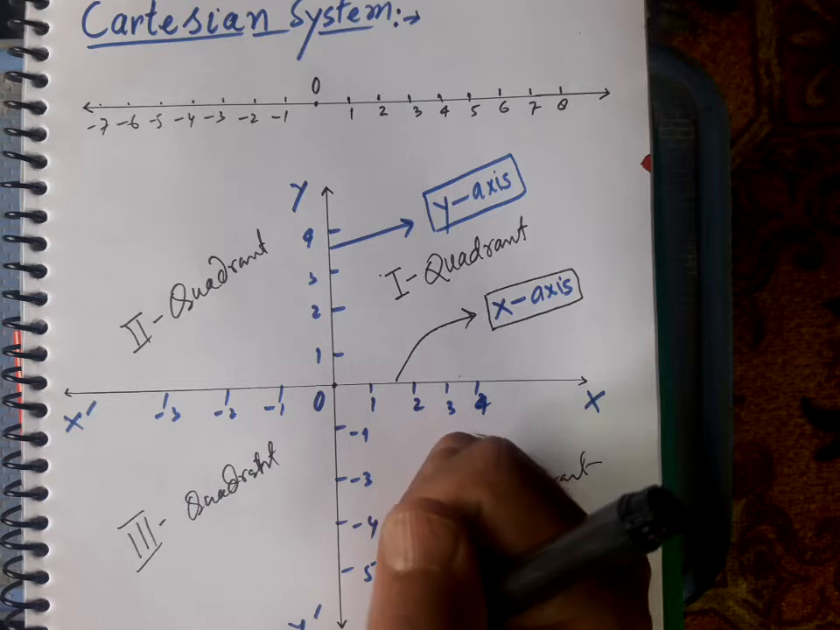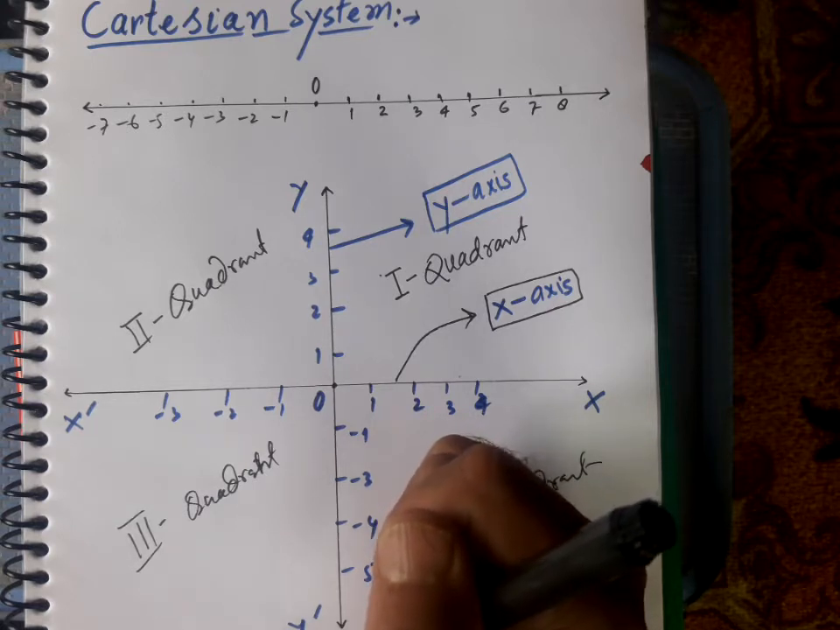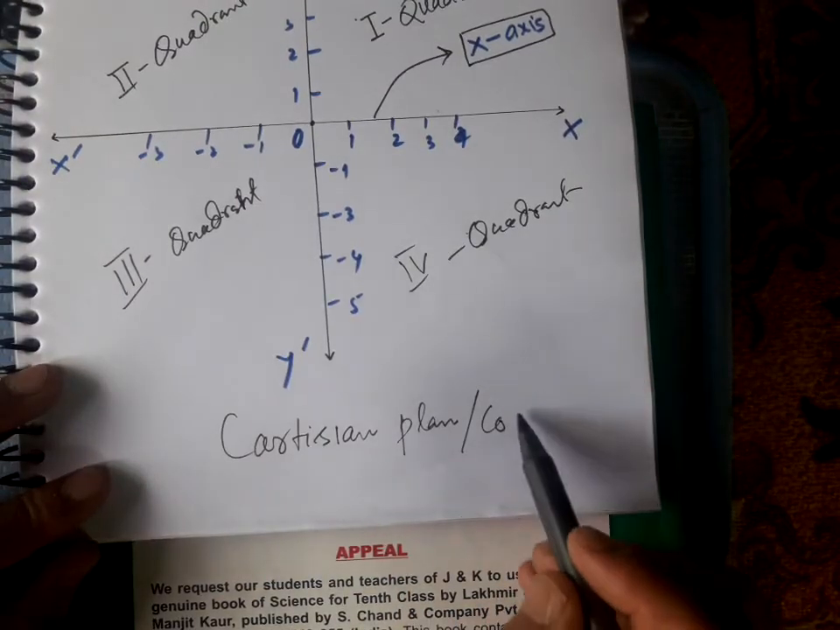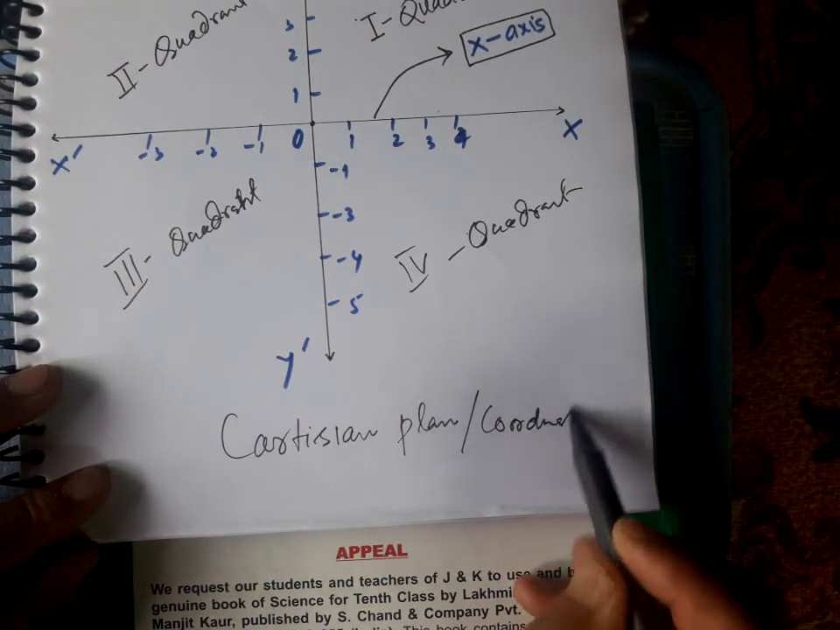Now this plane is called the Cartesian plane, or coordinate plane. The plane is called the coordinate plane or Cartesian plane.